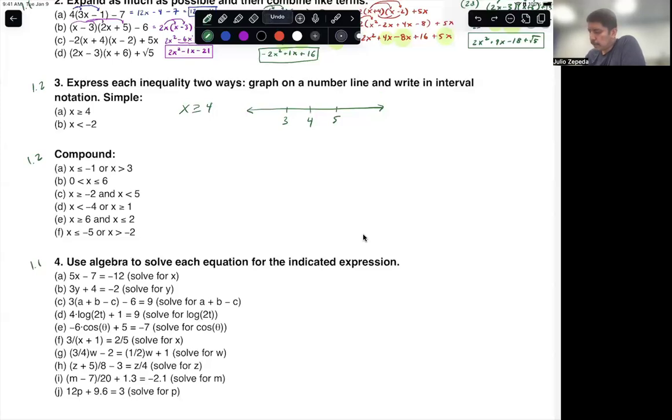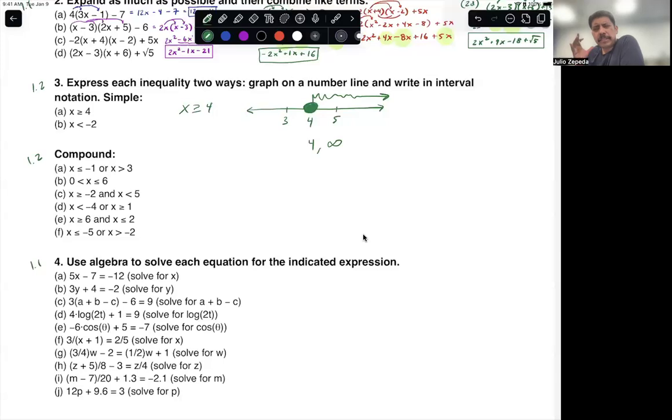Sometimes people like to shade by making a squiggly line or some sort of way to shade to the right of 4. So this is how we graph greater than or equal to 4. Greater than is the shading to the right, equal to is the closed dot. Now, in interval notation, if we want to express this set of numbers as an interval rather than a graph, we could put 4 to infinity, right?